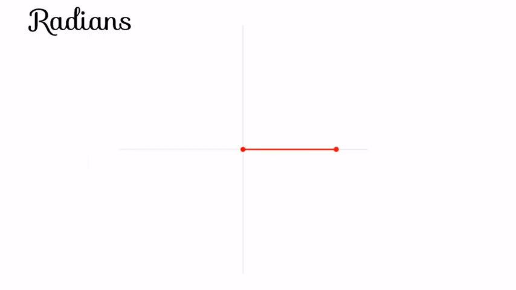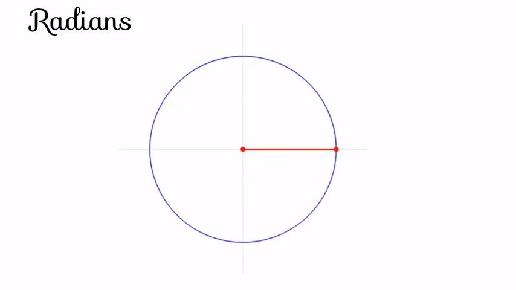So we're going to start with a radius and draw a circle. This radius is going to be a measure R. If I take this same measurement and put it on the edge of the circle, that is the arc of the circle. That arc and the radius are the same length, so when I divide those, that equals a radian, or 1 radian.